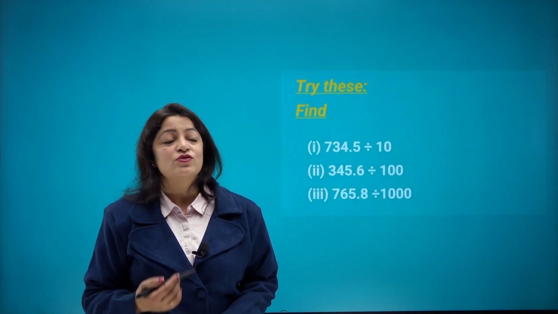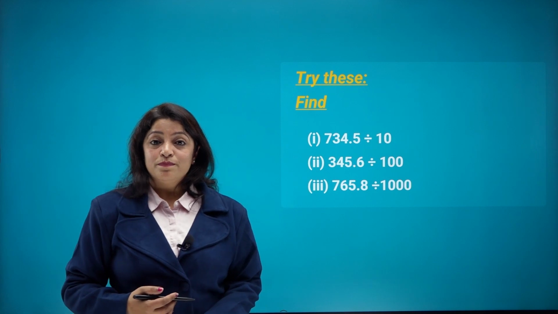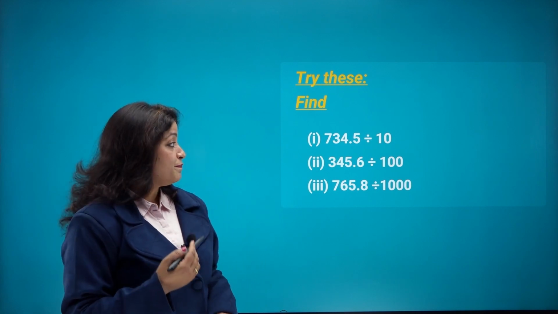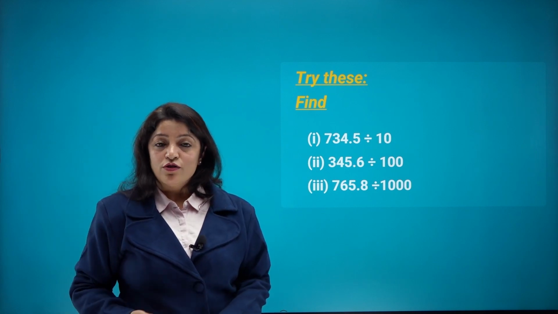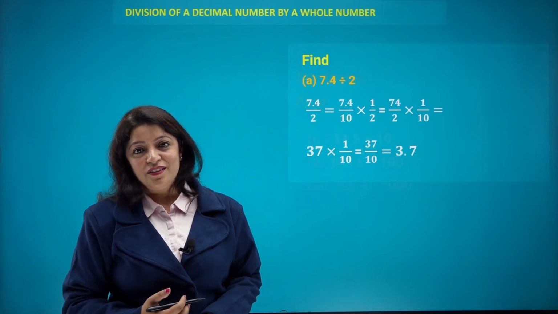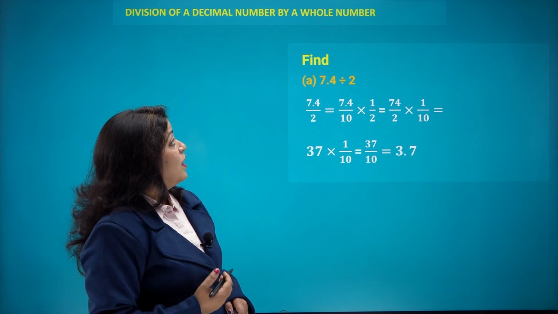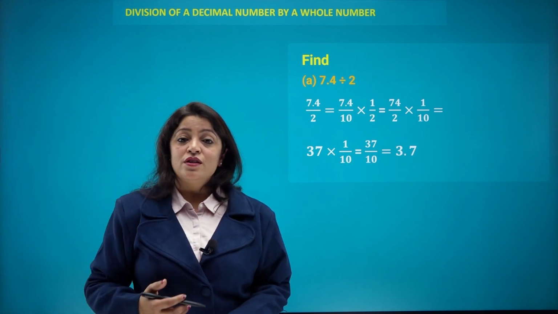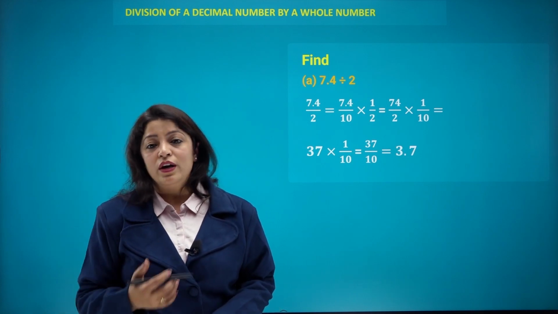Now, let us have some questions for your practice. You will try these questions on your own. So, I think division by 100, 10 or 1000 is clear. Even the multiplication part is clear to you all. Now, how to divide a decimal number by a whole number.